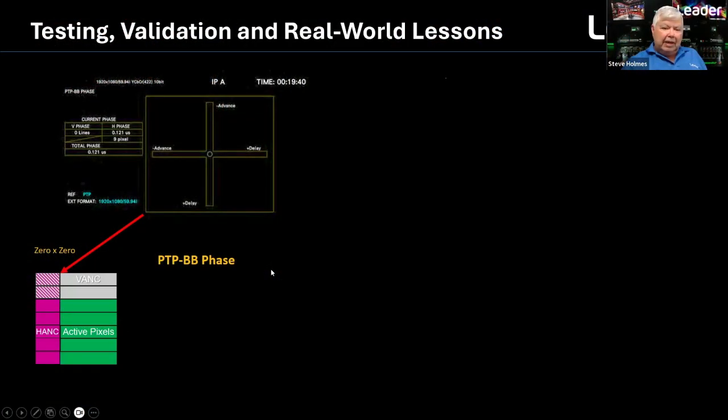So the starting point of black is line 0, pixel 0, right here at the top, up here, my 0 by 0. Well, PTP should be at the same exact point that black burst is. So when you look at your IP input and you look at timing, and you're referenced against black, it should come up with 0 by 0.